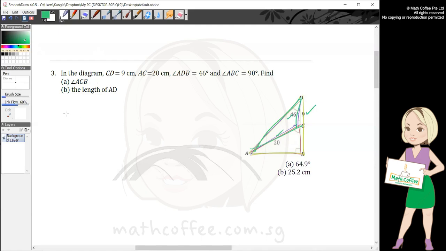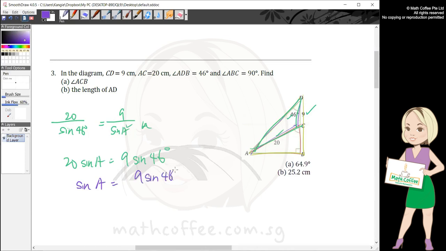So let's form the equation. 20 over sine 46 degree equals 9 over sine A. So this is all I have, right? After that, I can solve my angle A. I'm going to cross multiply. So I will have 20 sine A equals 9 sine 46 degree. Sine A will be equal to 9 sine 46 divided by 20. 9 times sine 46, then divided by 20 will give me 0.3237.